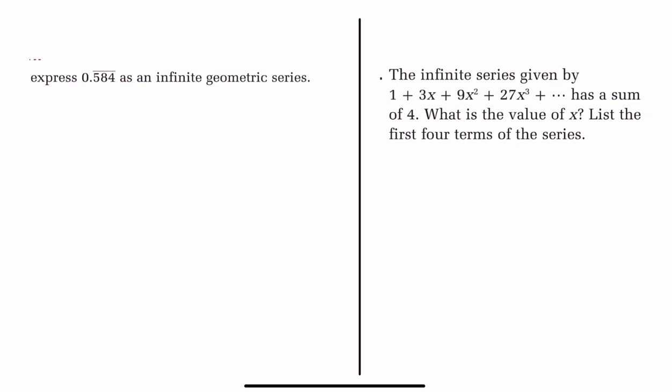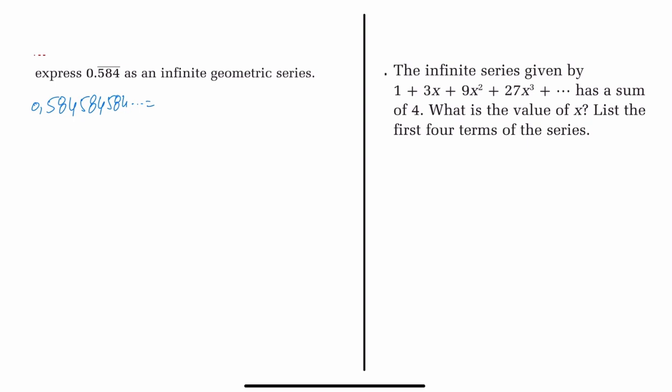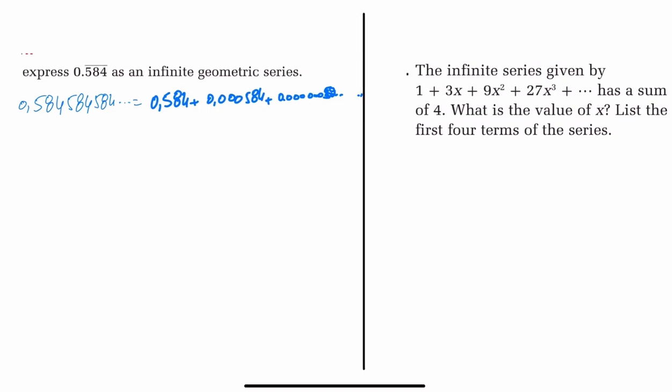So here we have 0.584584584, and it just keeps going like that, which is equal to 0.584 plus 0.000584 plus, and we just keep adding the zeros, 0.000000584, and so on. So this number is equal to what?